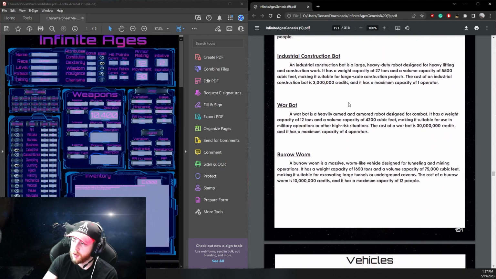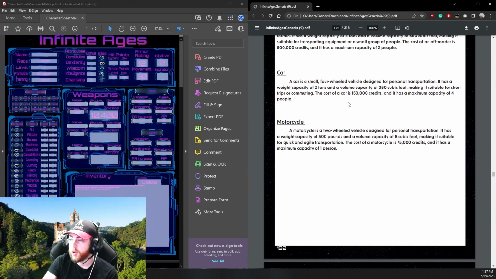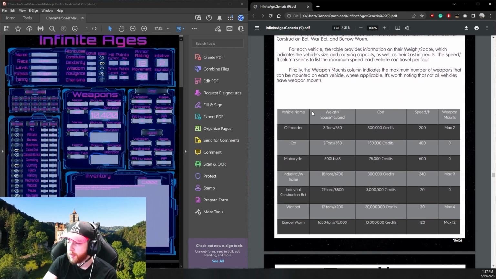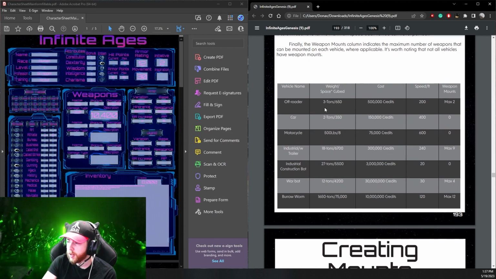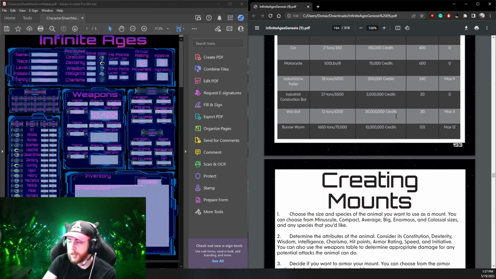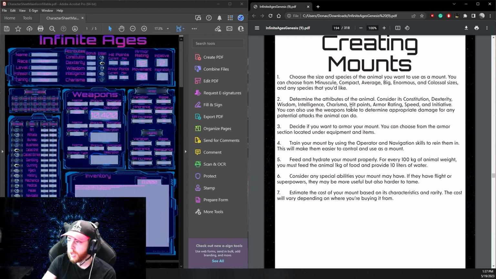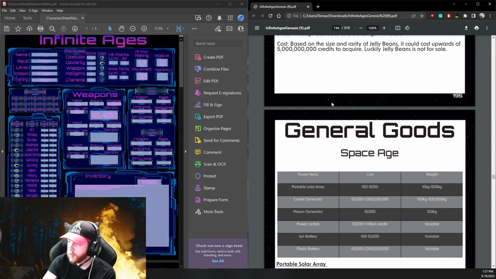This is a rundown on some vehicle ideas, some basic things to think about whenever you're GMing and you want to know what size vehicle you have. This is also for players here, this vehicle stable. It's going to tell you the speed of your vehicle, generally. Things like that. This is also for creating mounts, which is more of a GM thing here.